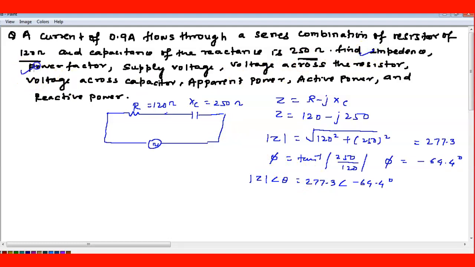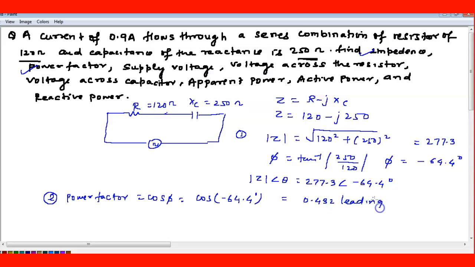Next is power factor. Tell me, power factor is cos phi. So cos of 64.4. If you take minus, that is also fine, because cos of minus theta is cos theta only. So you'll get 0.432. This is leading, because whenever a capacitor is there, the current always leads. This is the power factor.